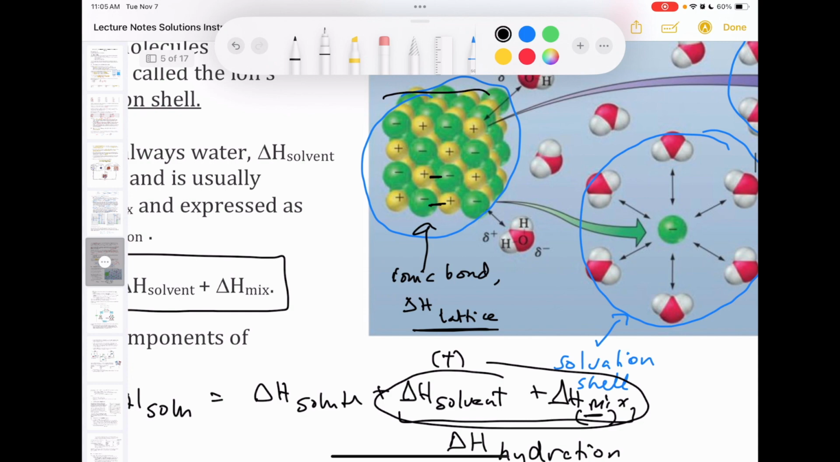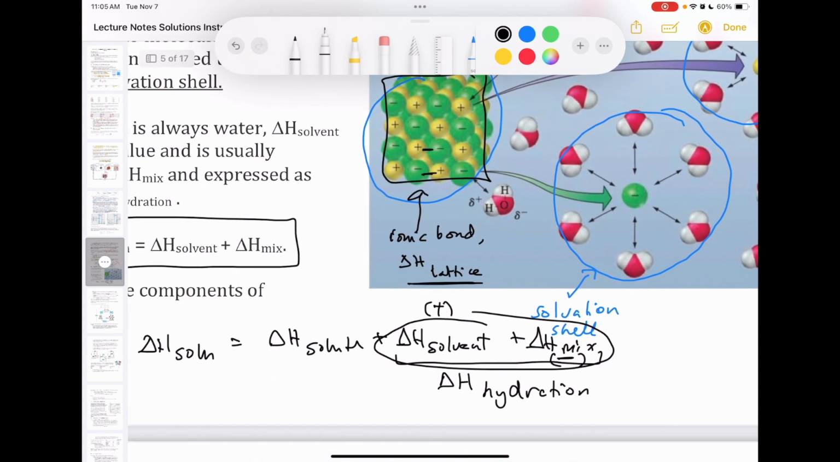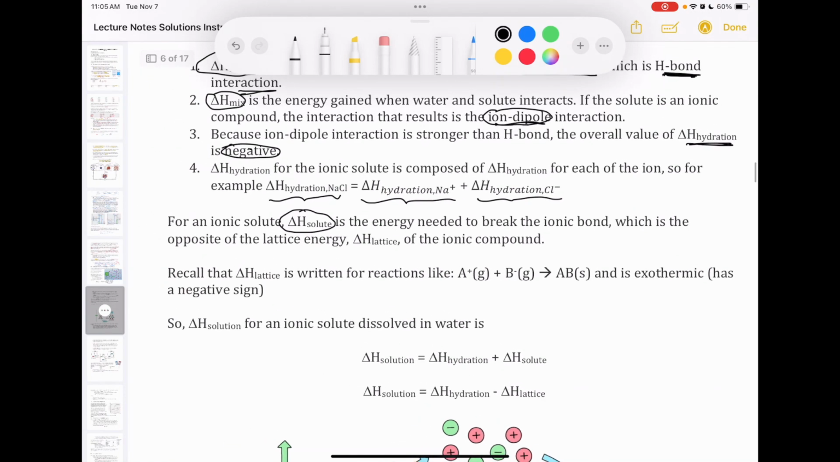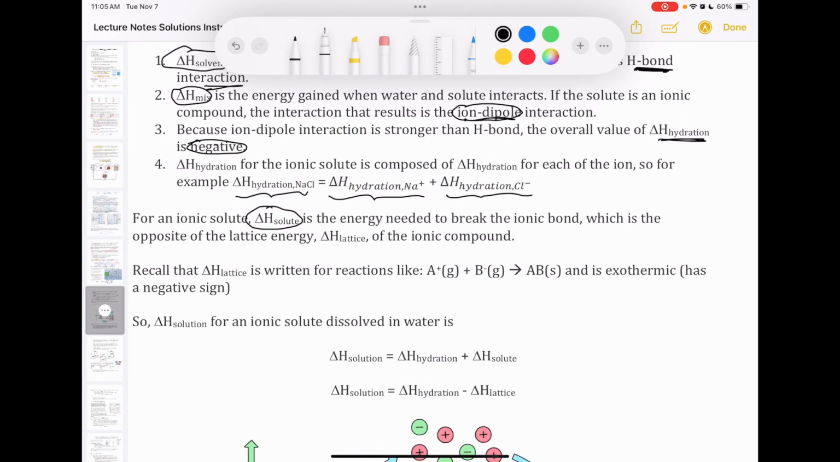So the lattice energy, because this whole thing is what we call a lattice, is a measure of how strong an ionic bond is, and you want to remember that a lattice energy is measured using this reaction right here, and lattice energy is always very exothermic, right? Because the formation of that lattice, that positive negative ionic interaction, is really favorable, okay? And so the delta H of lattice is always very exothermic.